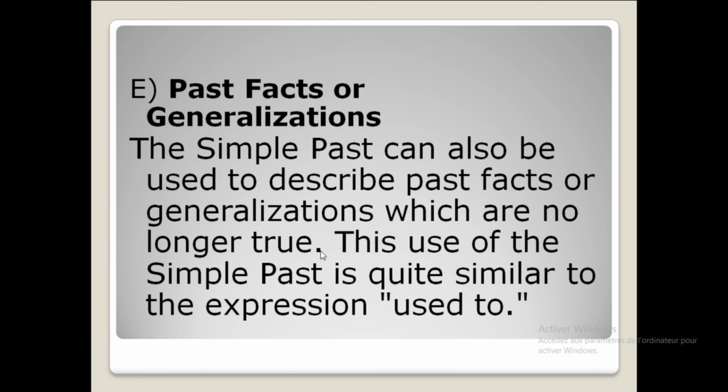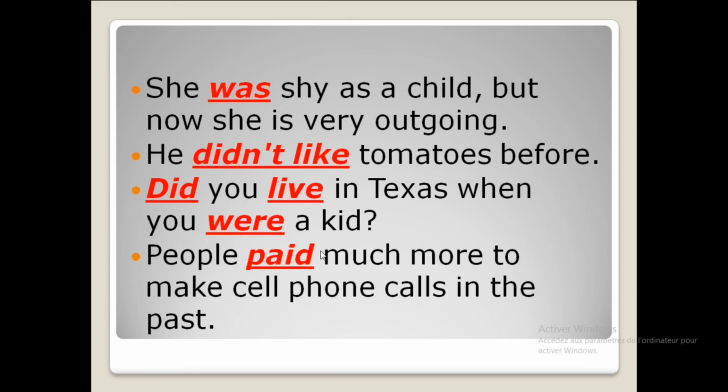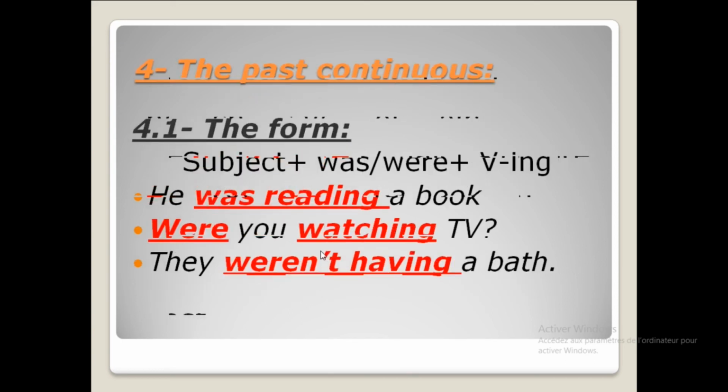E. Past facts or generalizations. The simple past can also be used to describe past facts or generalizations which are no longer true. This use of the simple past is quite similar to the expression used to. Example. She was shy as a child, but now she's very outgoing. He didn't like tomatoes before. Did you live in Texas when you were a kid? People paid much more to make cell phone calls in the past.